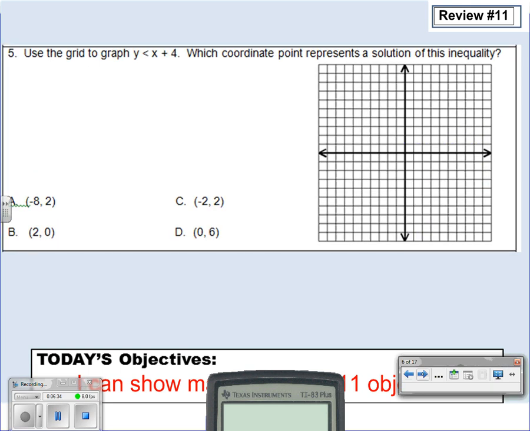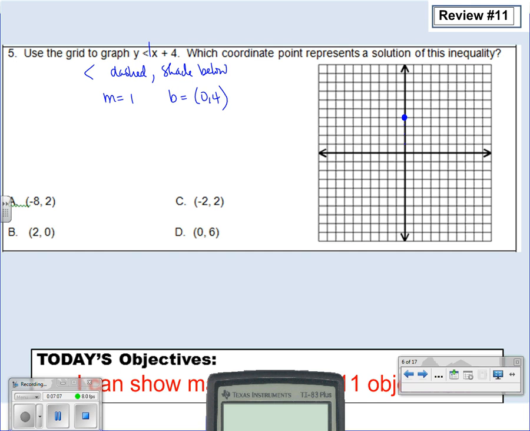Number 5, we want to use the grid to graph and then find the coordinate points that represent the solution to the inequality. So I have a less than. The less than sign tells me this is dashed because it's not equal to, and it's shaded below because it is less than. Our equation, I have a 1 in front of the x, so the slope is 1, and our y-intercept, or b, is (0, 4). So we're going to start at the beginning of (0, 4).